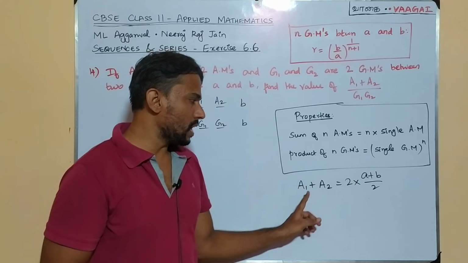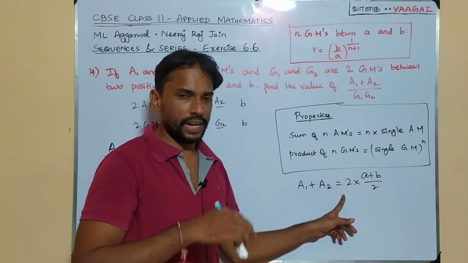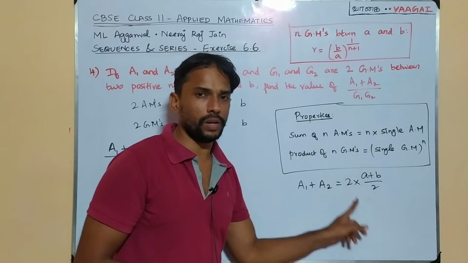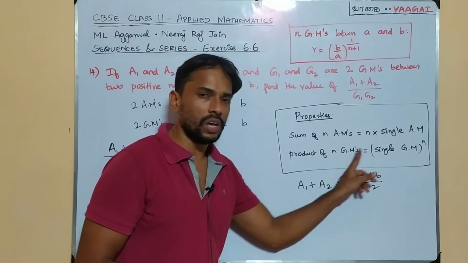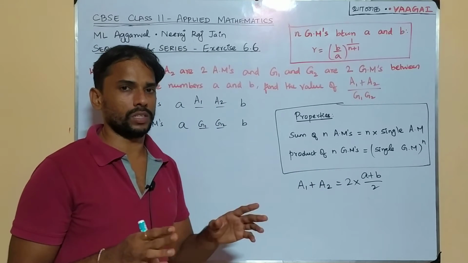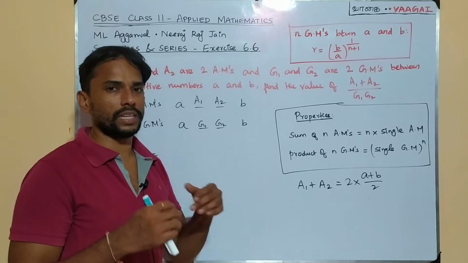So we'll have a1 plus a2. This sum will be equal to n times, so 2 times the single arithmetic mean of a and b. Single arithmetic mean is what we write as a plus b by 2. That's it, very simple. I hope it is clear to you now. This is the first property. And now coming to the second property.